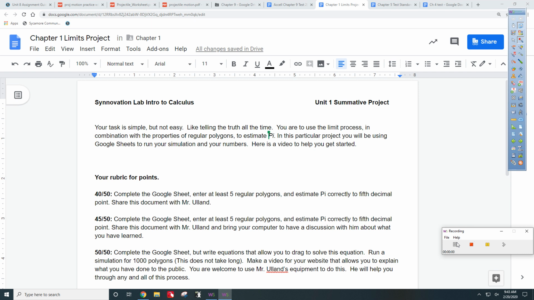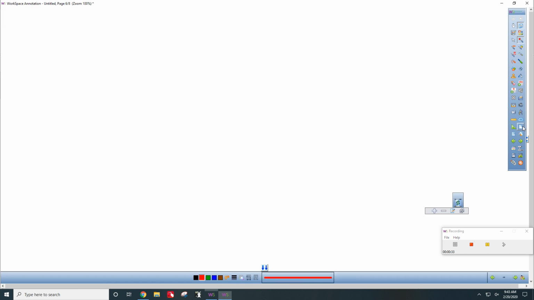I'm here to help you out with this second part of your Chapter 1 test, which is a summative project, okay? There's really two things I need to help you do. Understand how polygons are related to pi from geometry, and then show you maybe a very simple explanation of how to use Google Sheets. So, hopefully you've read the project. If not, you should have paused the video and gone back and read the project. Essentially, here's what they're asking you to do.